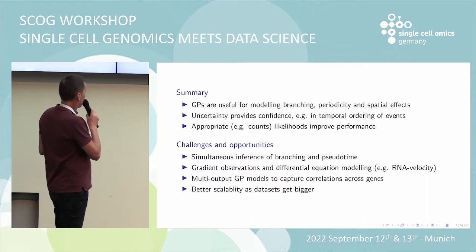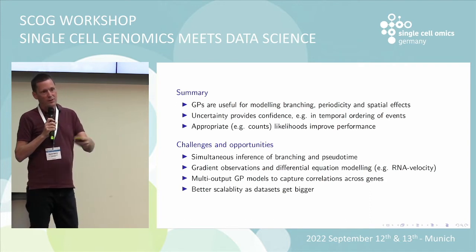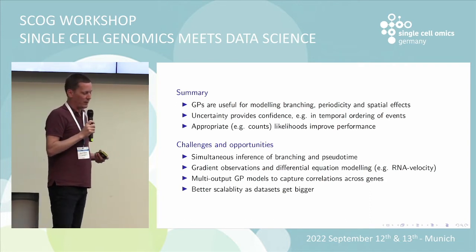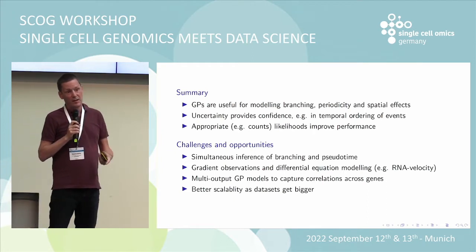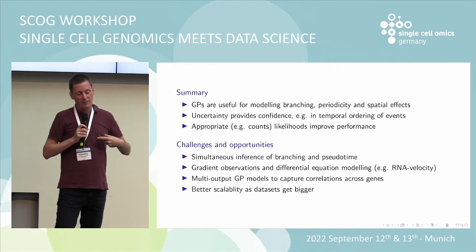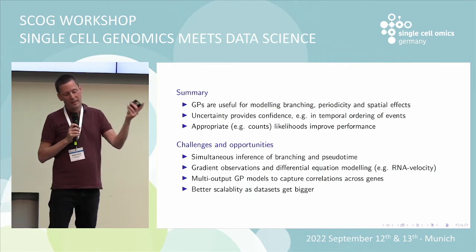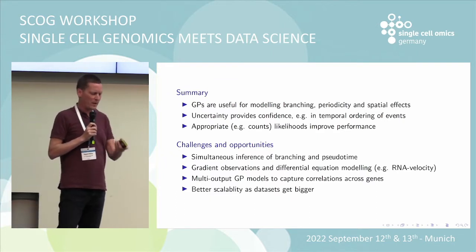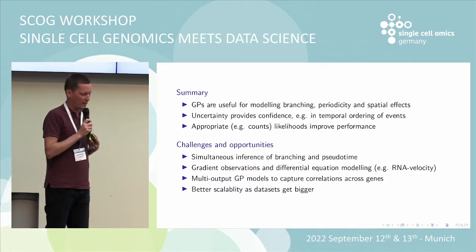In terms of challenges, in the branching across pseudotime, we inferred pseudotime first and then did branching, and it would have been nice to do them together. You can take gradient observations. So in the GPLVM, for instance, if you have gradients from something like RNA velocity, you can actually include those in the GPLVM model. We've implemented that, but if anyone has a good application, we'd be interested in talking about that.